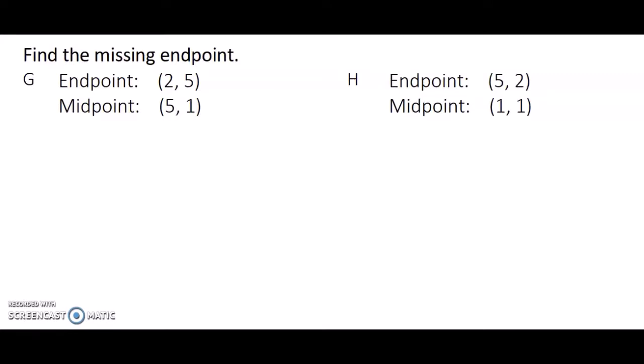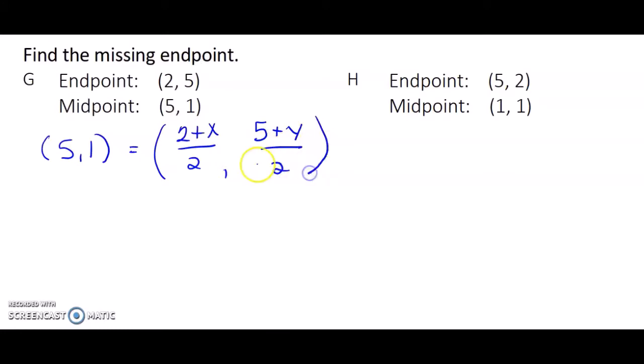These problems are slightly different. We are given the midpoint and one endpoint and asked to find the other value. Well, we know that the midpoint is (5, 1), which means that 2 plus some unknown x divided by 2 will give me 5, and 5 plus some unknown y divided by 2 will equal 1. So then we can set these into two separate equations and solve for x.